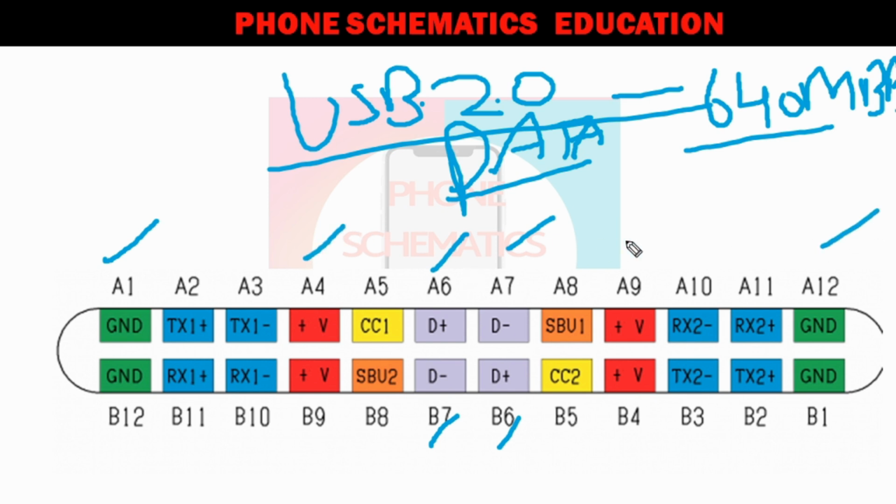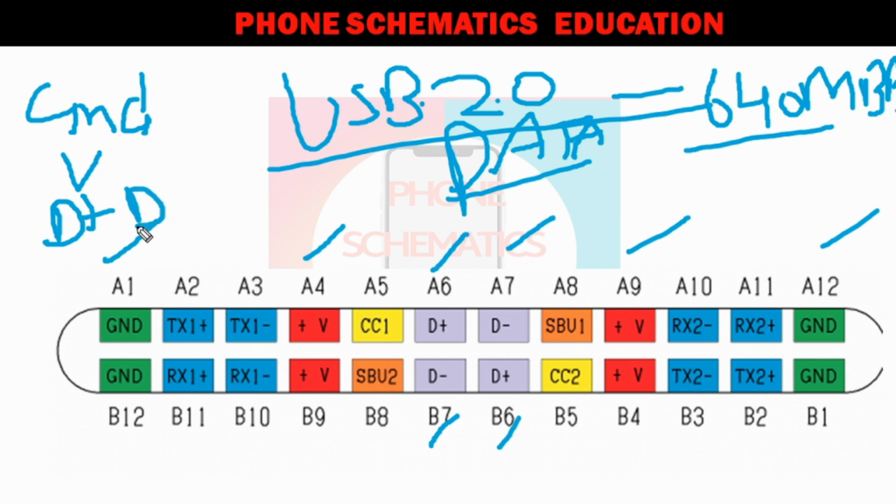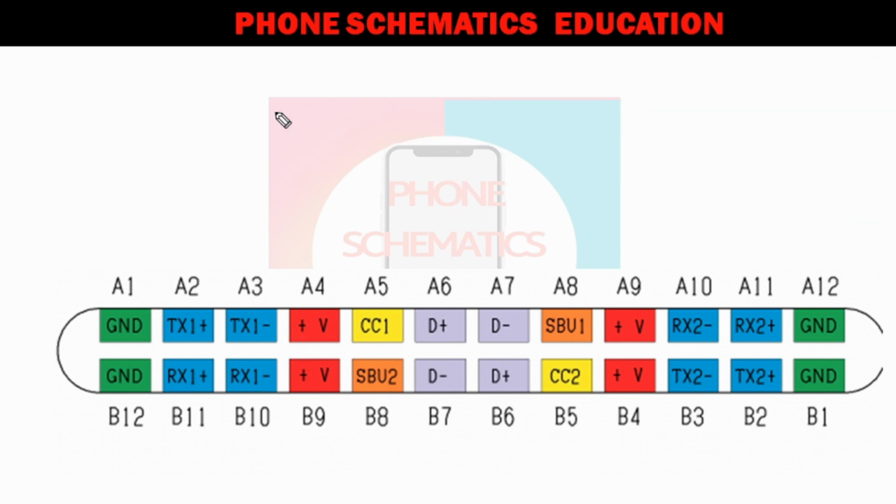Now the ground pins, also the voltage pins. These 4 pins work the same as a micro charging port: ground, voltage, D plus and D minus data pins, with data speed up to 640 Mbps. Clear? I am not explaining these pins again because I have already explained them.